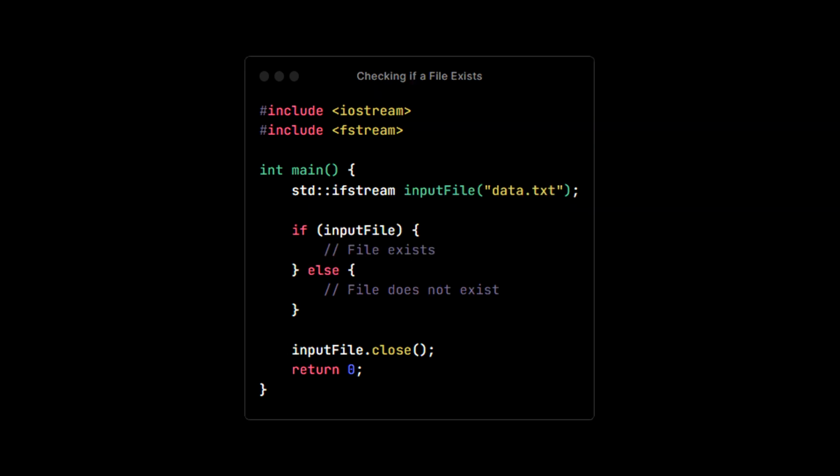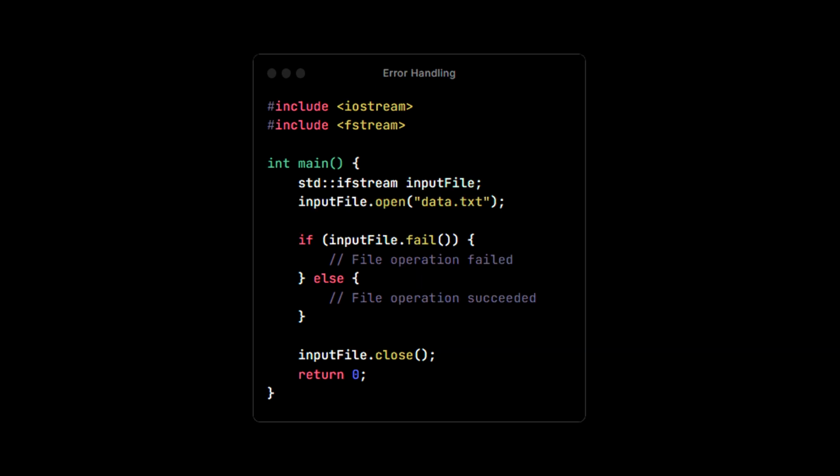Checking if a file exists. You can check if a file exists before attempting to open it. The std::ifstream constructor can be used to test the file's existence. Here's an example.